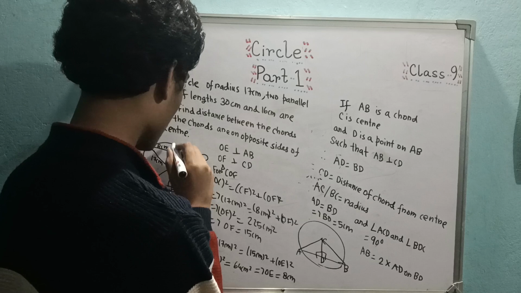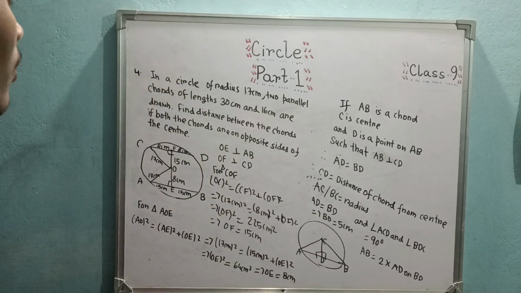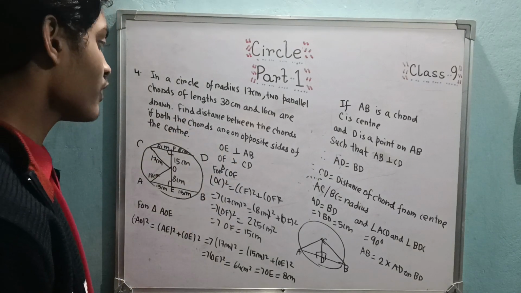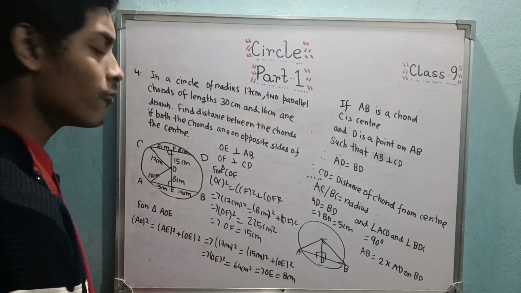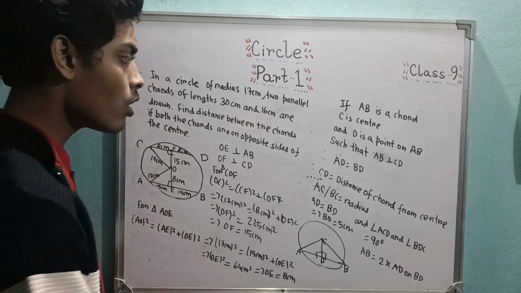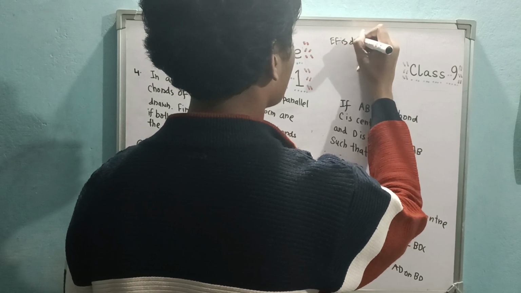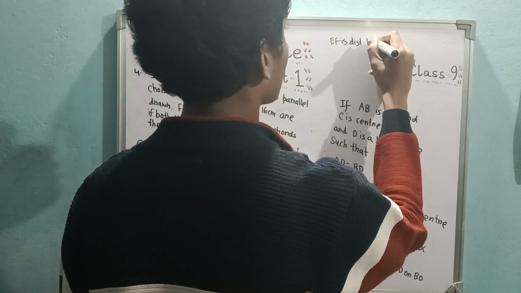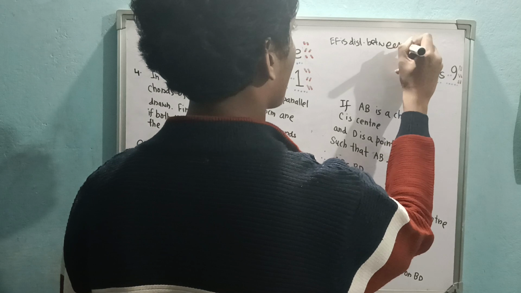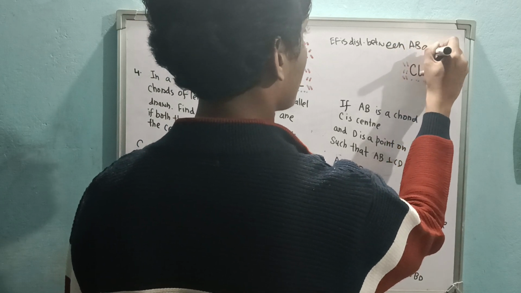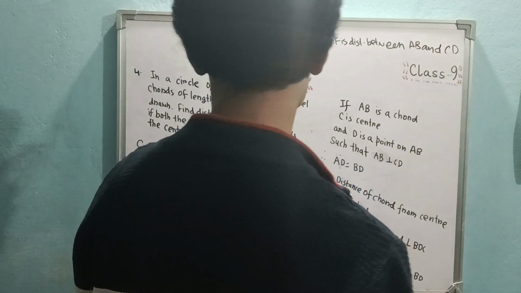15 OF. Then we have to find the distance between the chords. The chords are CD and AB. What is the distance between the chords? EF. EF is the distance between AB and CD, which are the two chords.